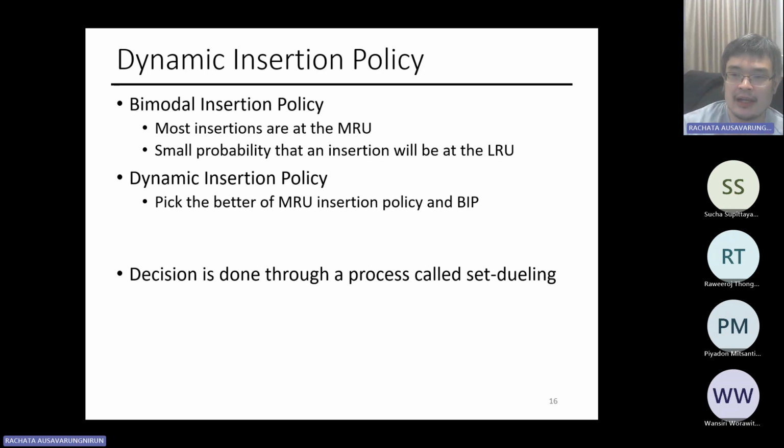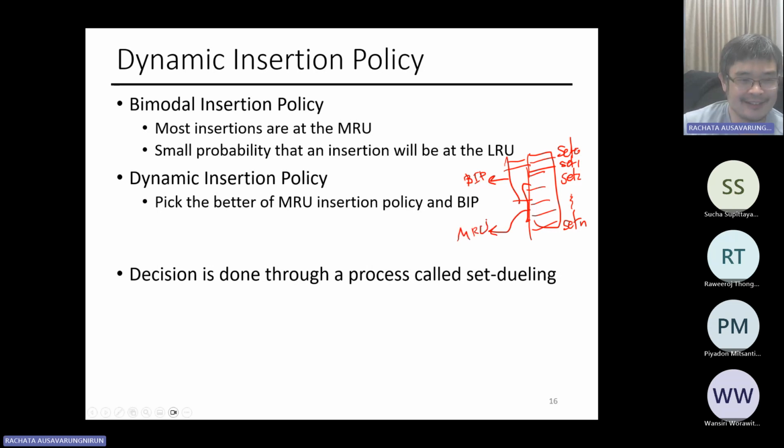Set dueling means that I will pick, let's say your cache has multiple sets, right? Set 0, set 1, set 2, set n. You will pick a few of these sets. Let's say these 3 sets, you will use the bimodal policy. And these other 3 sets use the MRU policy, right? And then you measure the performance of the group that uses the bimodal policy and the group that uses MRU. And then there's going to be a follower set, which would go with whoever wins.